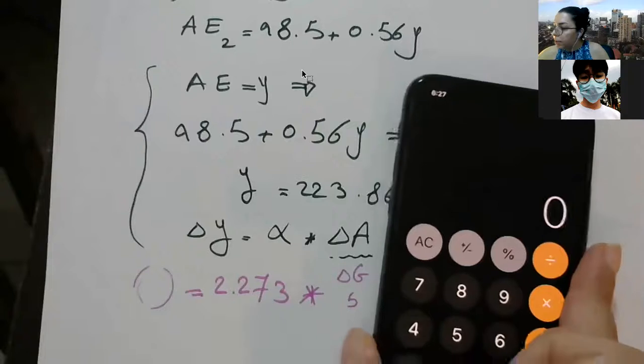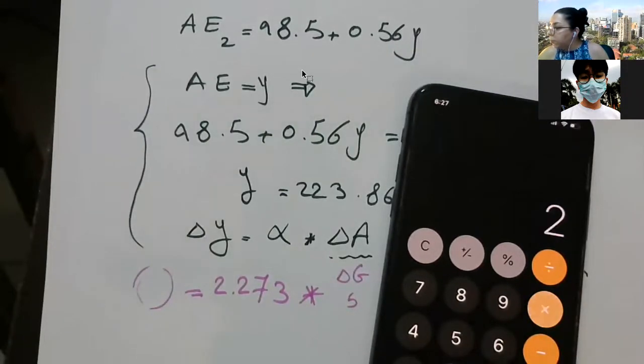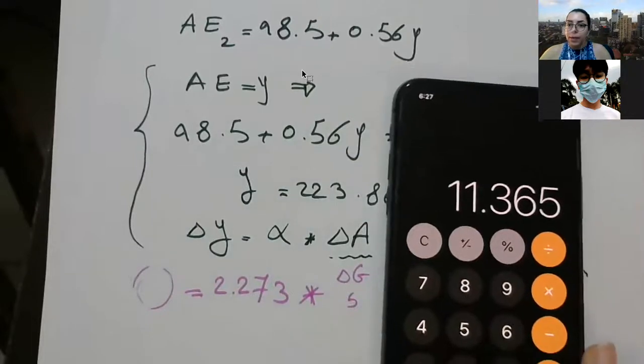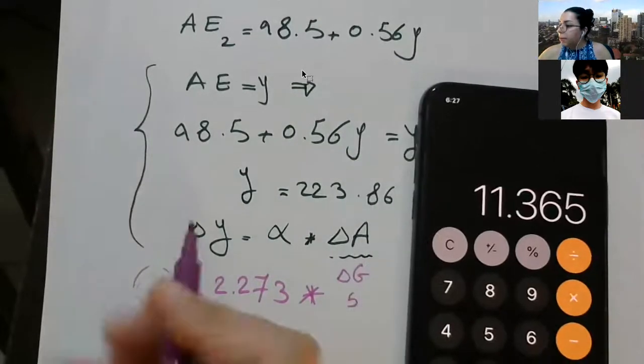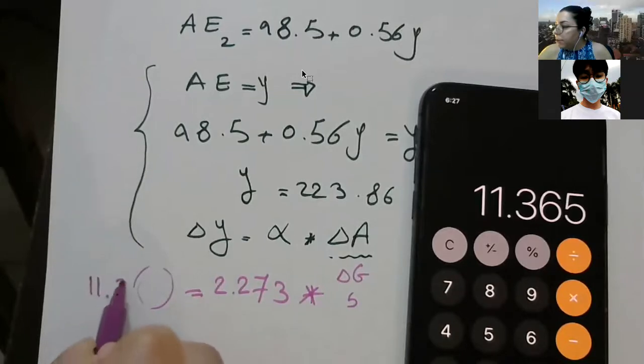That I have to calculate, I have to multiply 5 by 2.273, which is equal to 11.365. So the change in income is 11.365. This is the change in Y, right?